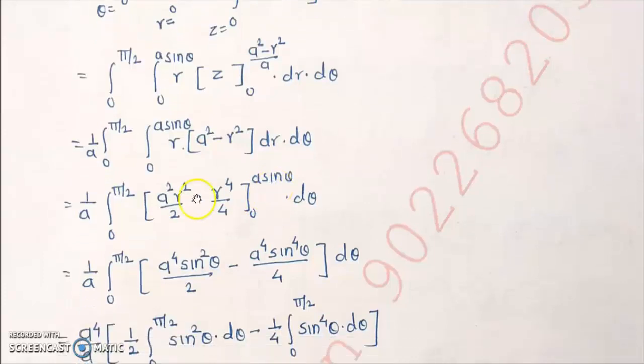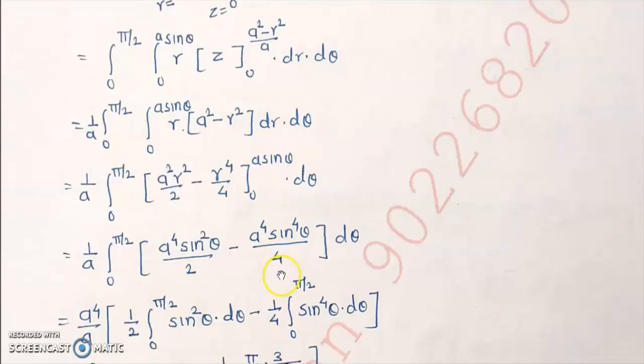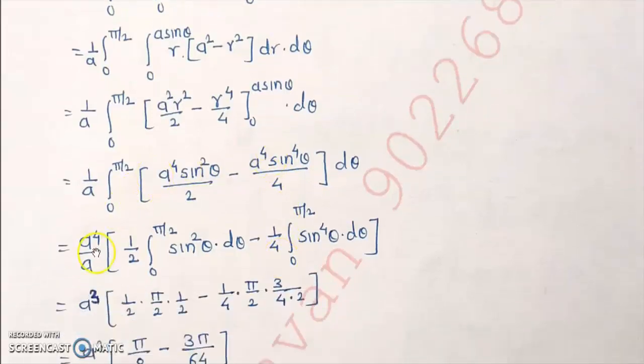So the upper limit gives us a square sine square theta upon 2, so a raised to 4 sine square theta by 2, minus r raised to 4 means a raised to 4 sine raised to 4 theta upon 4, whereas the lower limit gives us 0. Okay. Now a raised to 4 outside upon a already there.